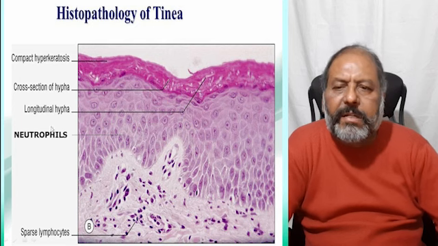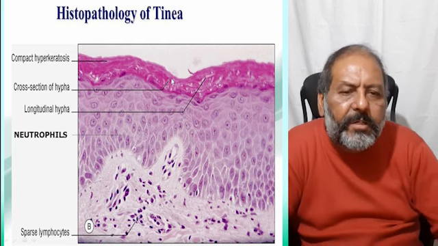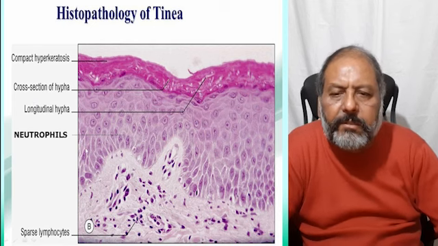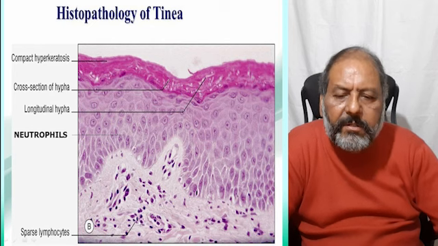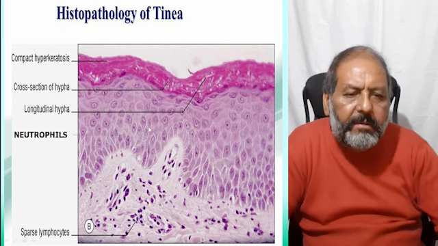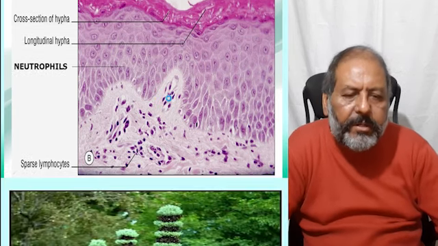So here one can appreciate the compact hyperkeratosis, and there are cross-sections of the hyphae seen also, and there are neutrophils and sparse lymphocytes in the dermal layer and neutrophils in the epidermal layer. So that is the histology of tinea.